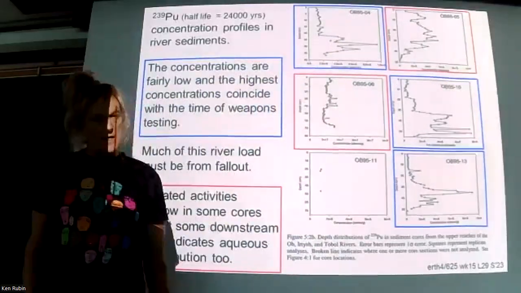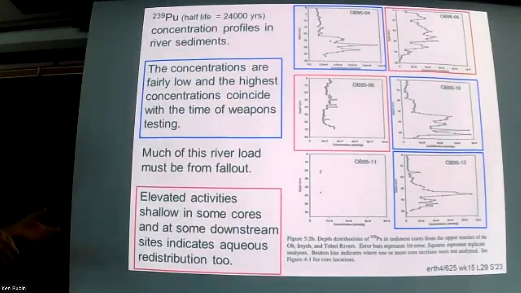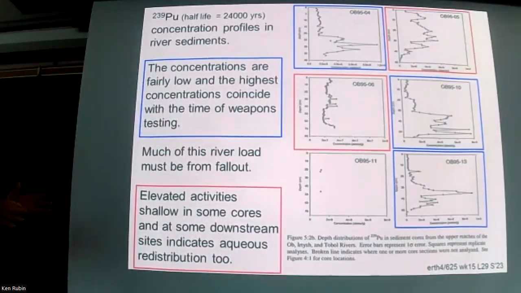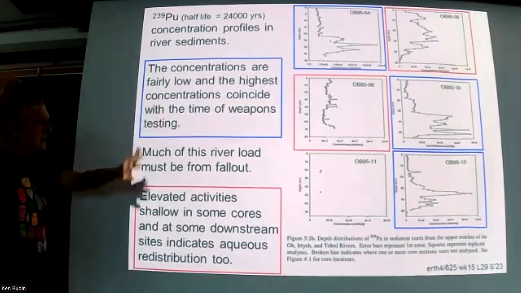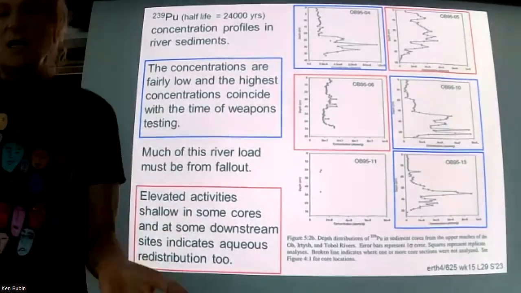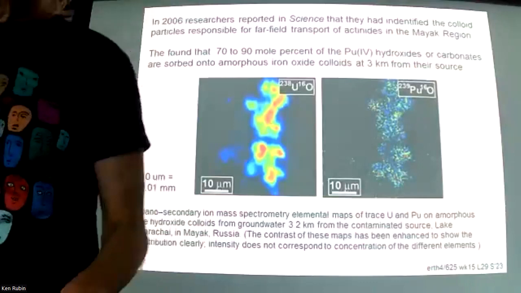This one here, the data is kind of sparse. So we sort of see two things. We see some where the concentrations are highest roughly around the time of the weapons testing, and some where it's higher, which suggests some kind of plutonium migration.